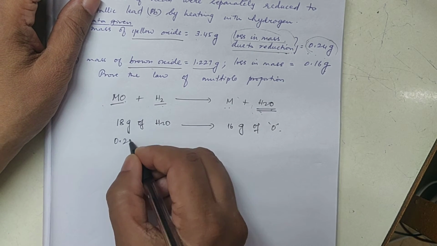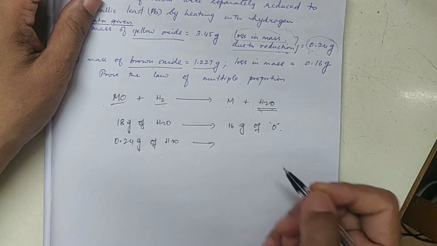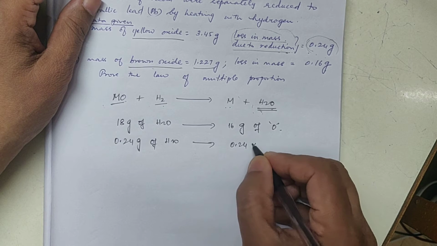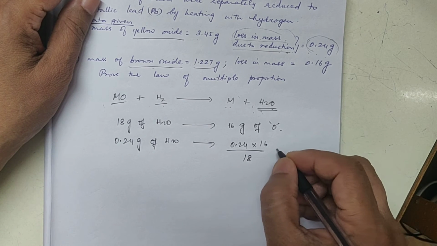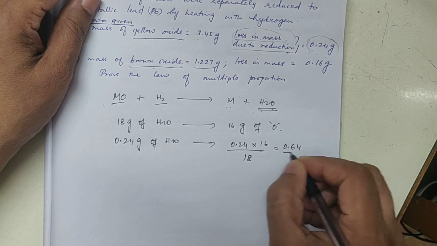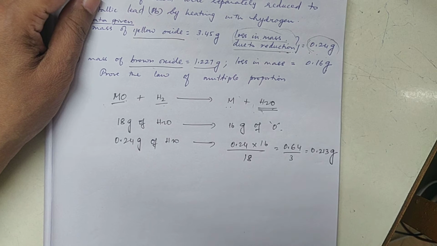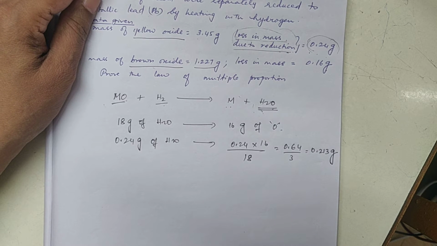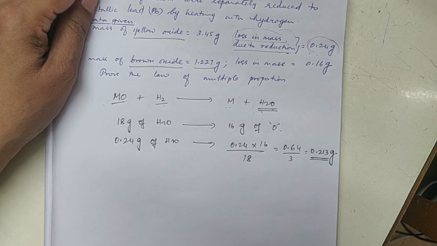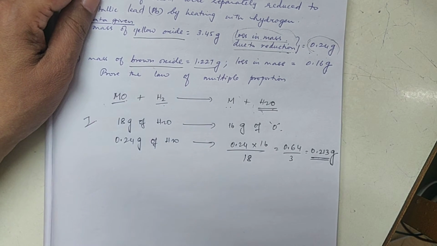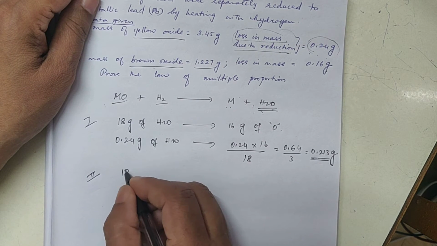So 0.24 gram of water must be having how much of oxygen? So that is 0.24 into 16 upon 18. So this is coming out to be 0.64 upon 3, that is 0.213 gram of oxygen. 0.24 gram of water is having 0.213 gram of oxygen in it. So this is for the first oxide. Now let us see for the second oxide, again the same way.